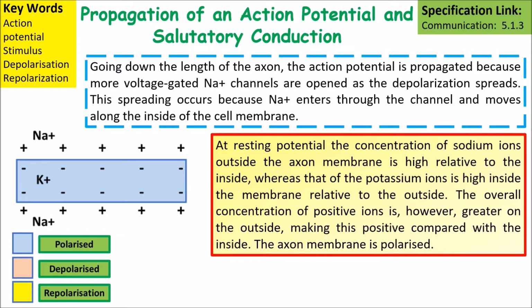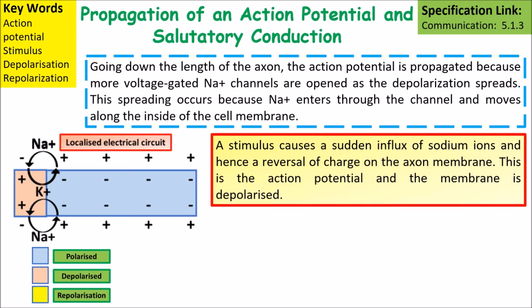At a resting potential, the concentration of sodium ions outside of the axon membrane is high relative to the inside, whereas that of the potassium ions is high inside the membrane relative to the outside. The overall concentration of positive ions, however, is greater on the outside, making this positive compared to the inside. So the axon membrane is polarized. A stimulus causes a sudden influx of sodium ions, hence the reversal of the charge of the axon membrane. This is the action potential, and the membrane has become depolarized.